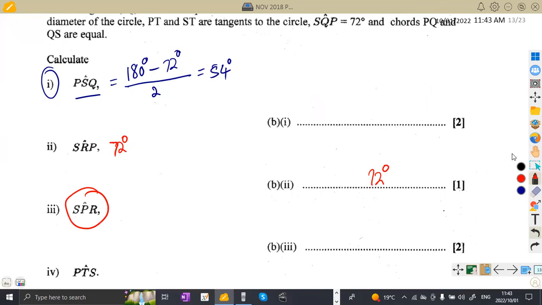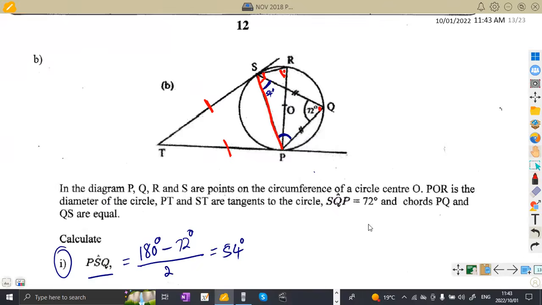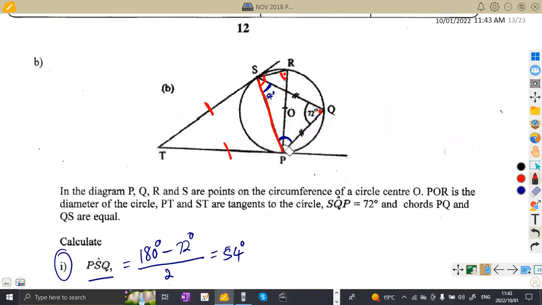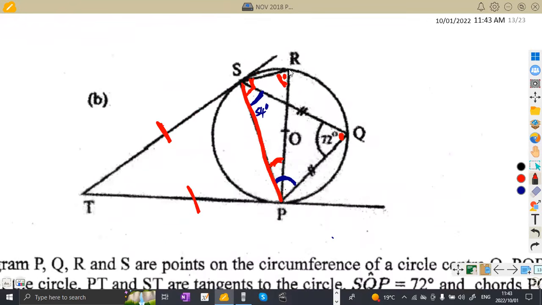Then SPR, S to P to R, is part of this angle here. What are you going to do? Take note, guys, we say this is 72 degrees at R. Let me zoom in like this. We say this angle here is 72 degrees, but before we said the whole angle at S is 90. So to find this remaining angle P, it is going to be 180 minus the sum of these two angles, 90 and 72.